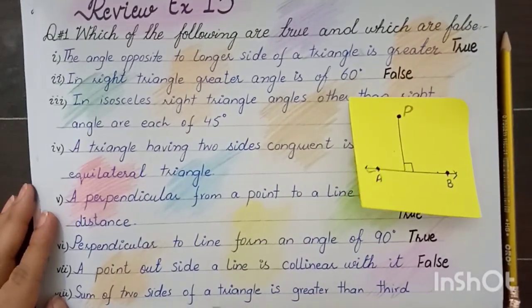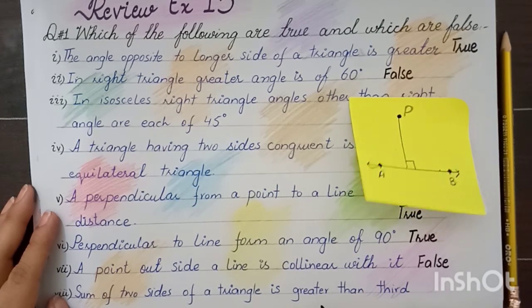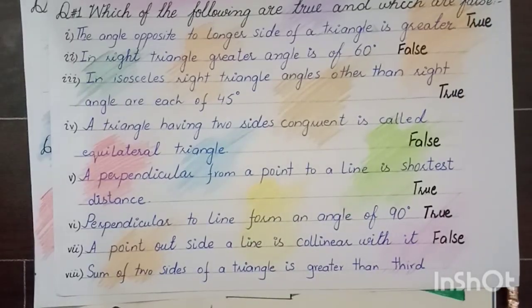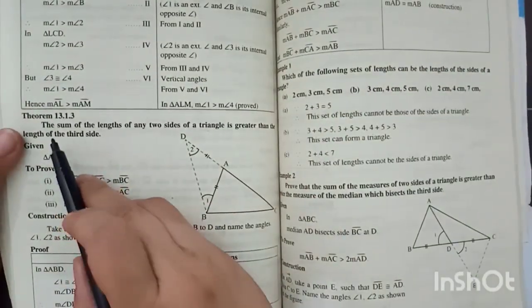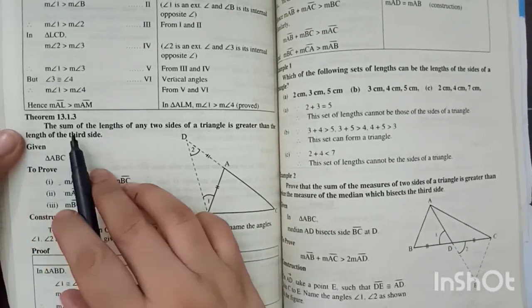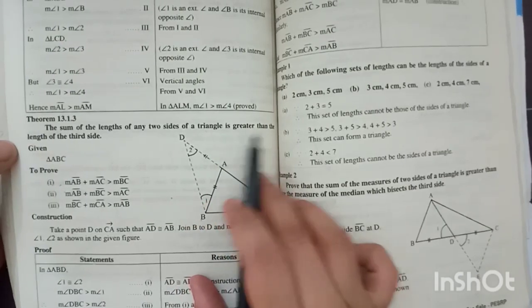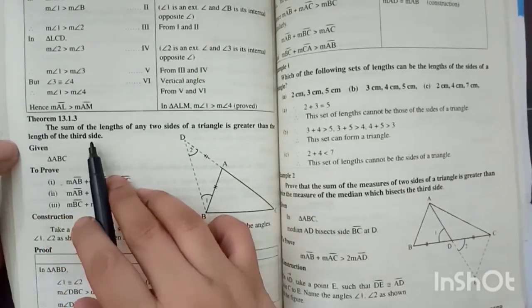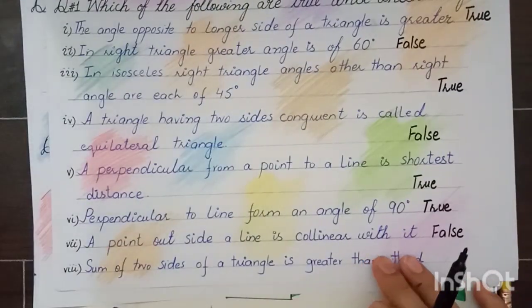The next is, the sum of two sides of a triangle is greater than the third. Yes, this is true, because we already discussed it from our third point. The sum of the lengths of any two sides of a triangle is greater than the length of the third side. So this point is true.